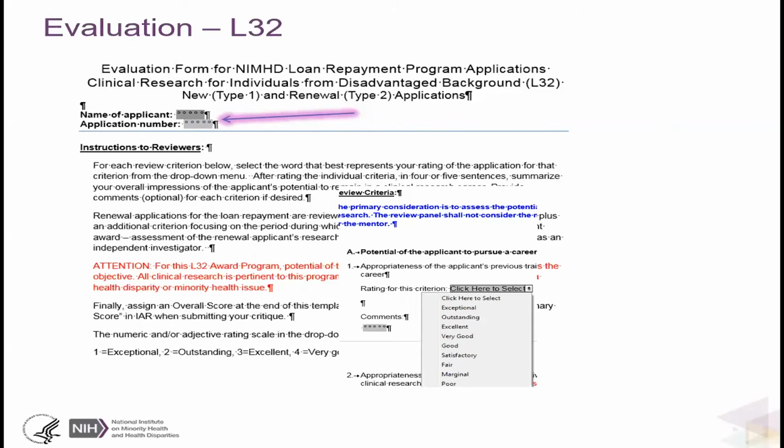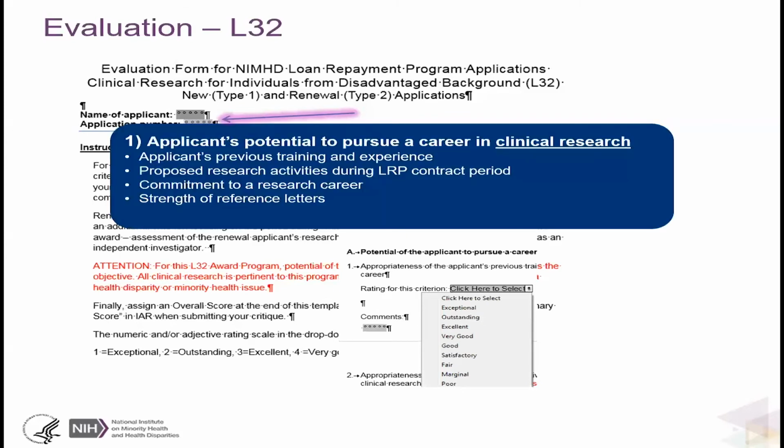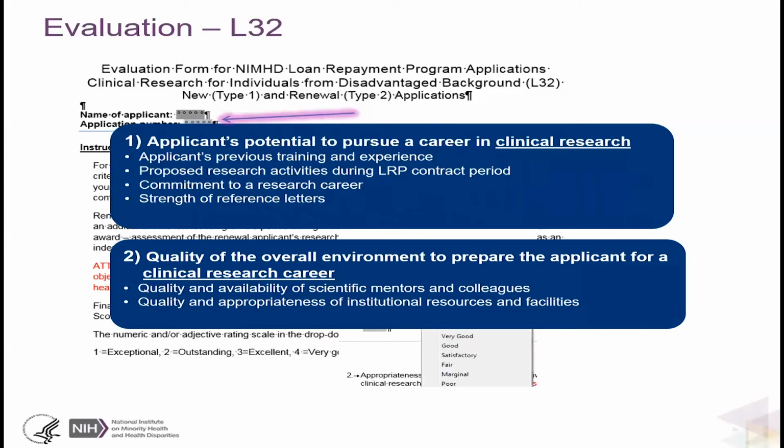The review criteria for the L32 applications are: applicant's potential for a career in clinical research. 4 factors are considered and evaluated: applicant's previous training and experience, proposed research activities, commitment to a research career, strength of reference letters. Additionally, the quality of the environment for preparing the applicant for a career in clinical research is also assessed. The 2 factors include quality and availability of mentors and colleagues, and quality and appropriateness of institutional resources and facilities.